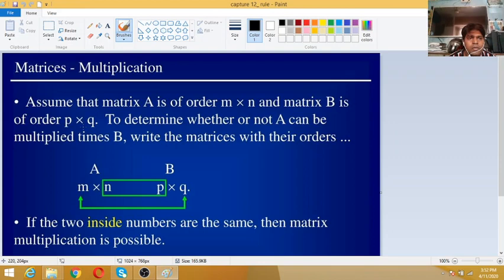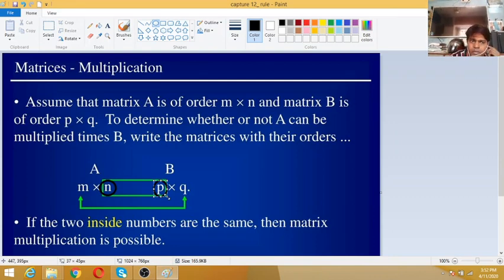So two matrices can be multiplied if and only if the number of columns of the first matrix is equal to the number of rows of the second matrix. This is the first rule.